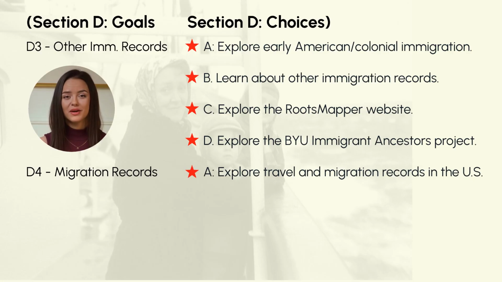In Goal D4, Choice A helps you trace the paths of your ancestors as they moved across the U.S. over time.